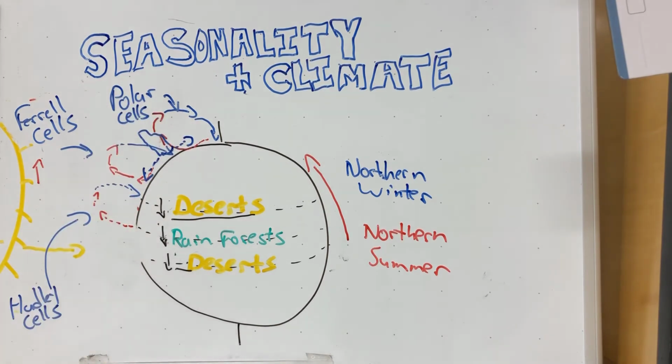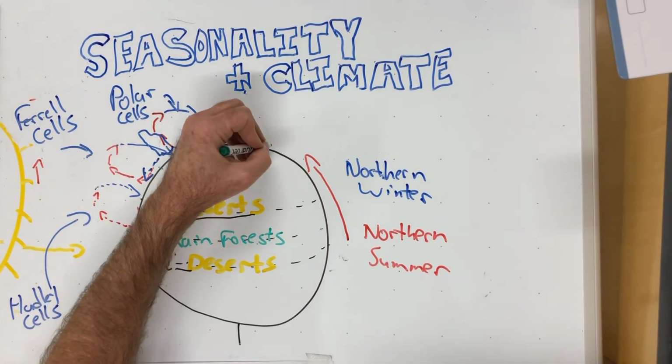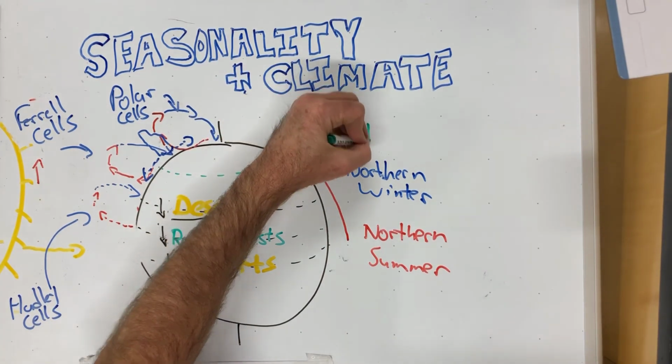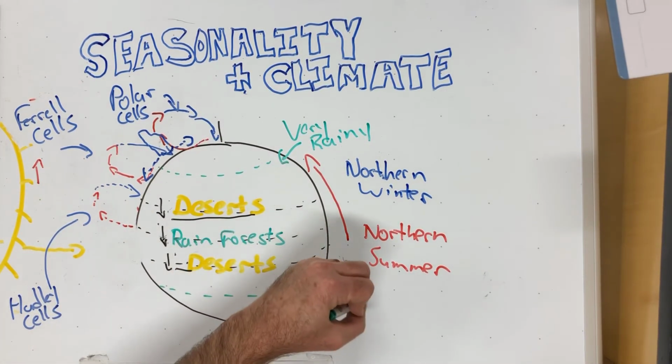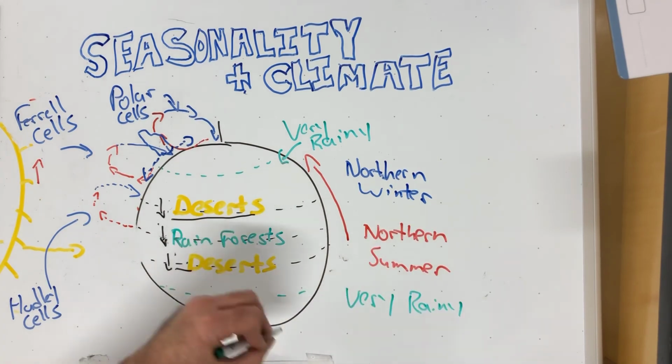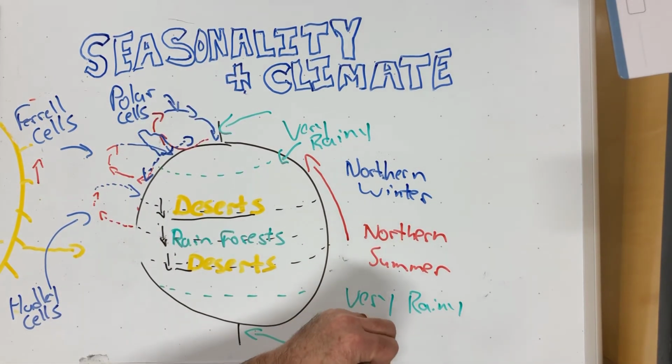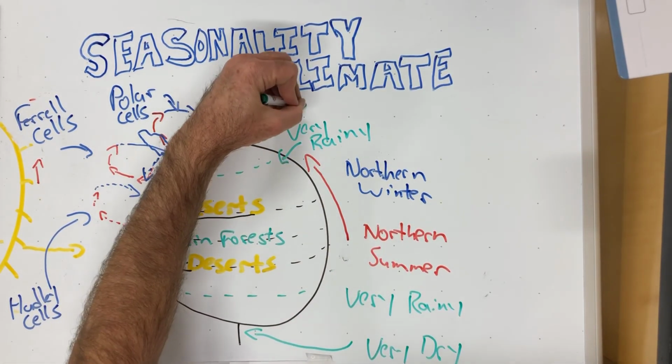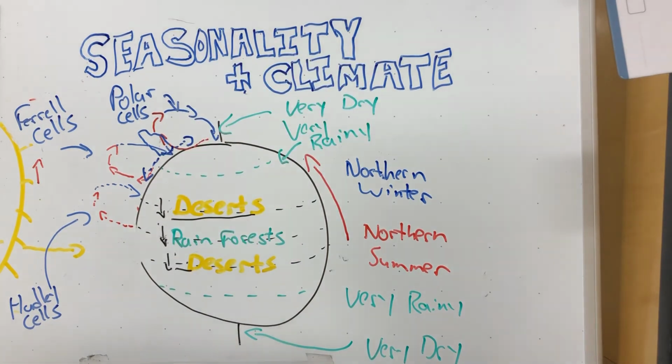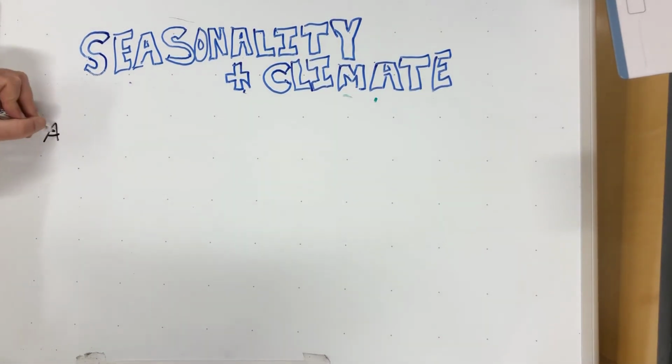And where we have air rising up, it tends to be very wet. Air rises where the cells meet. So at about 40 to 50 degrees north, it's very rainy. 40 to 50 degrees south, it's very rainy. Along the equator, it's very rainy. Fringing the equator, we have deserts. And then all the way to the poles, it is also very, very dry.